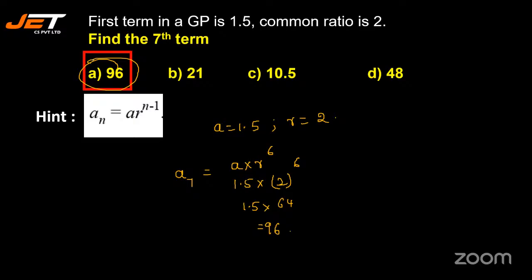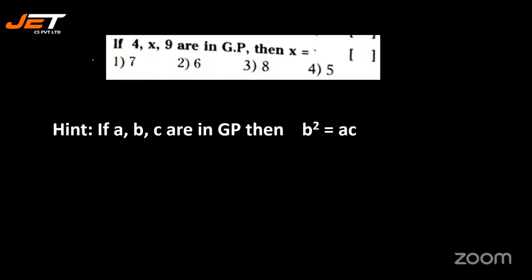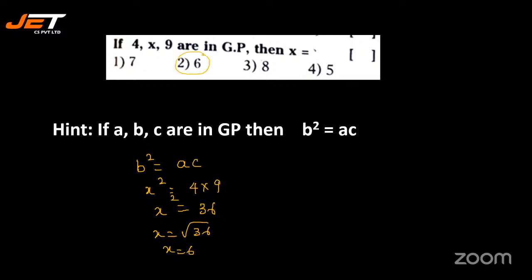All right. Let's move on to the next sum. Here we have 4, x, 9 are in GP. Then what is x? When we know that it is in GP, it means b square is equal to AC. B square means x square is equal to a into c. So x square is 36. X will be square root of 36. Taking it positive, it would be 6. So your option must be 2. All right. With this, let's move on to the next sum.